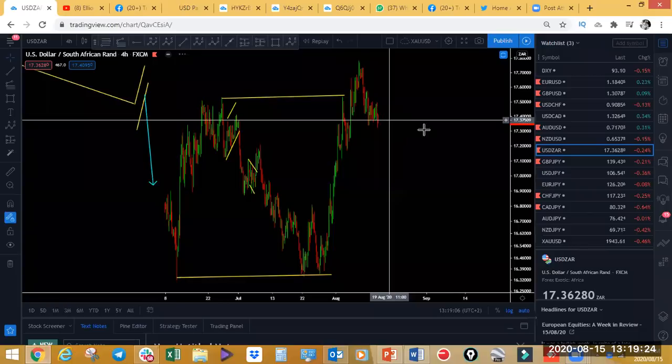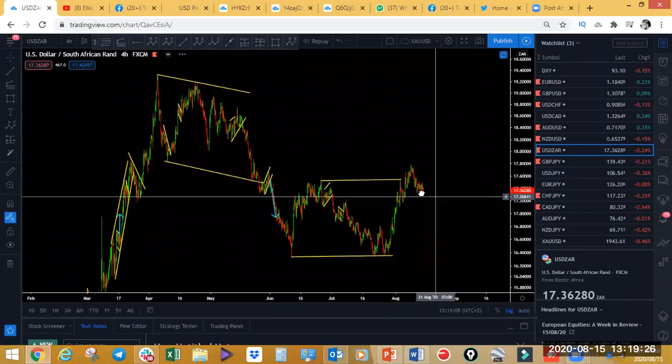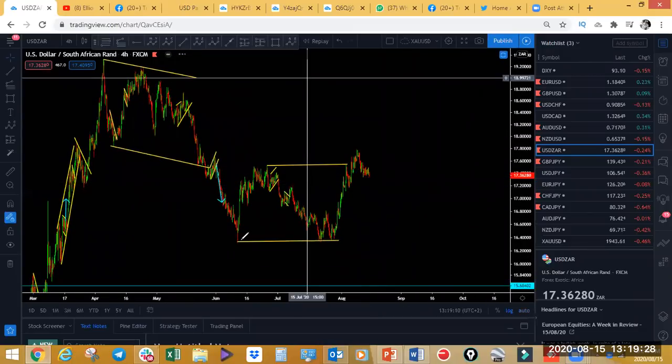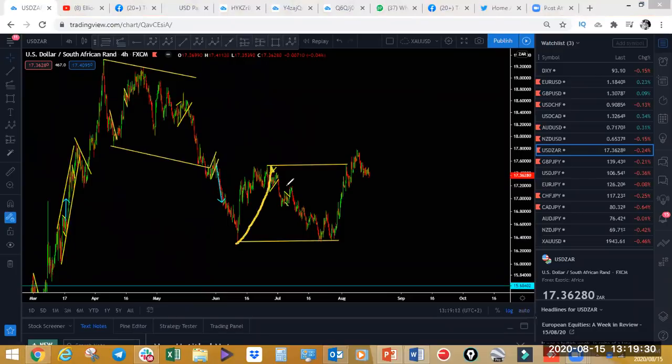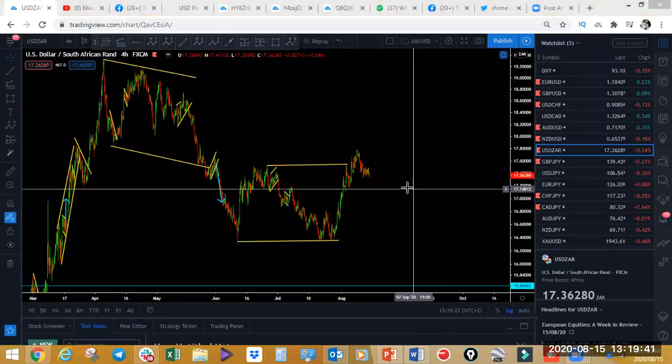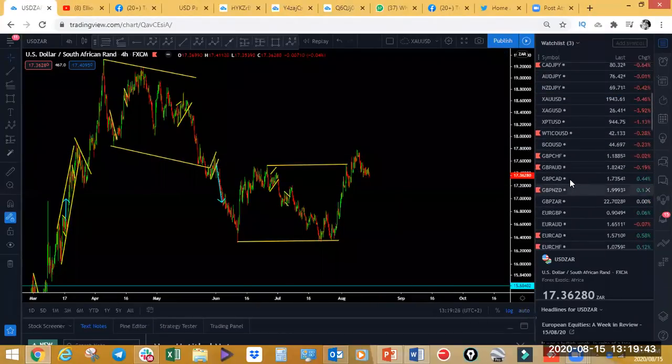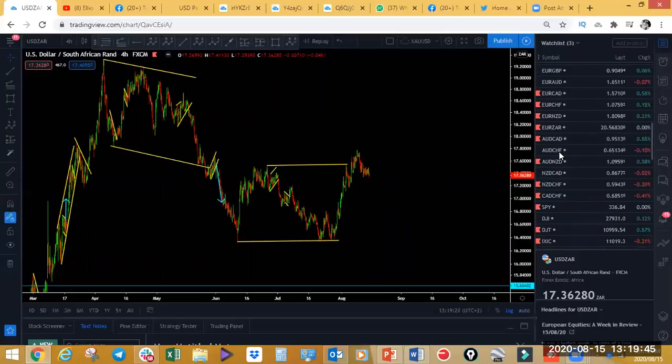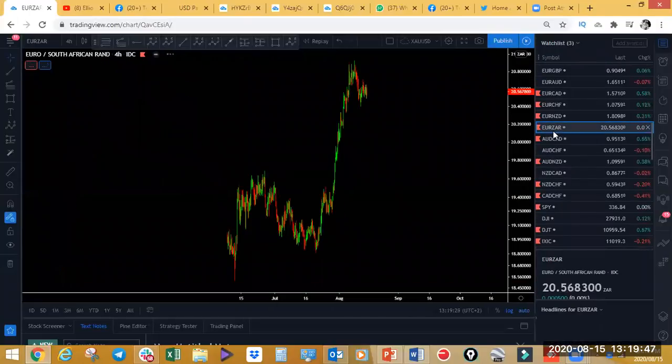This is the structure that we didn't expect to happen, and I'll tell you why I didn't expect this structure to happen, even though we could see it. This is a 1, 2, 3. Now, it looks like we could still have this continuing to the upside and going to all-time highs. And the reason why we didn't expect that structure to happen, we've been looking at that all week in the group, was because EURZAR did not play out that structure.